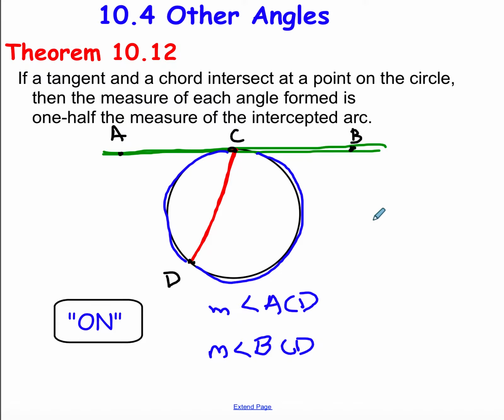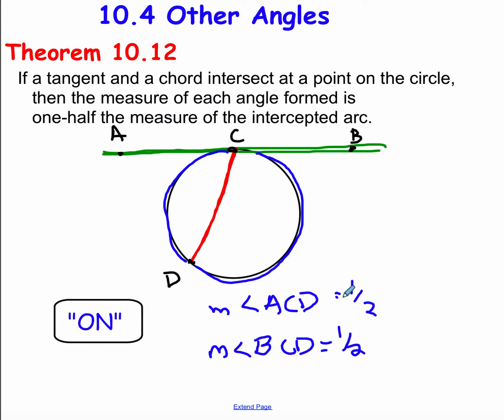Now, this is kind of the same as Theorem 10.8, which says that an inscribed angle is 1/2 the measure of its intercepted arc. It's pretty much the exact same rule: the measure of each of these angles, ACD and BCD, will be exactly 1/2. And remember, taking 1/2 of anything is the same as multiplying by 1/2. Each will be 1/2 the measure of its arc.